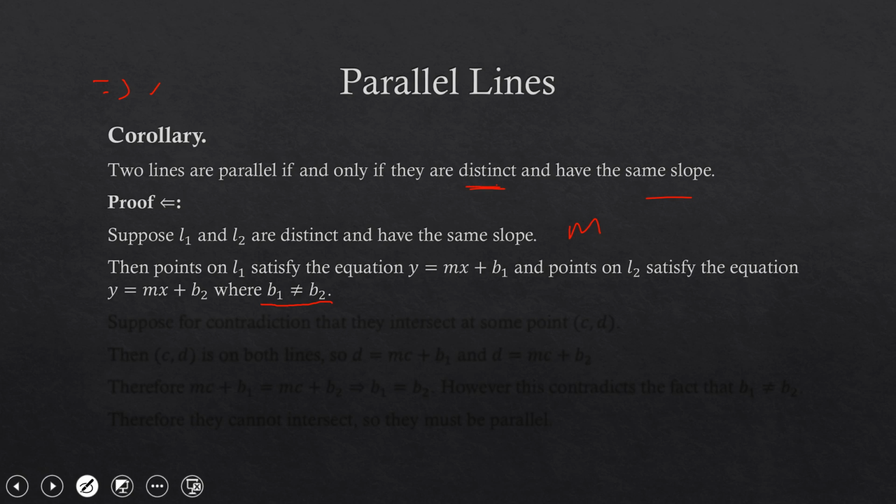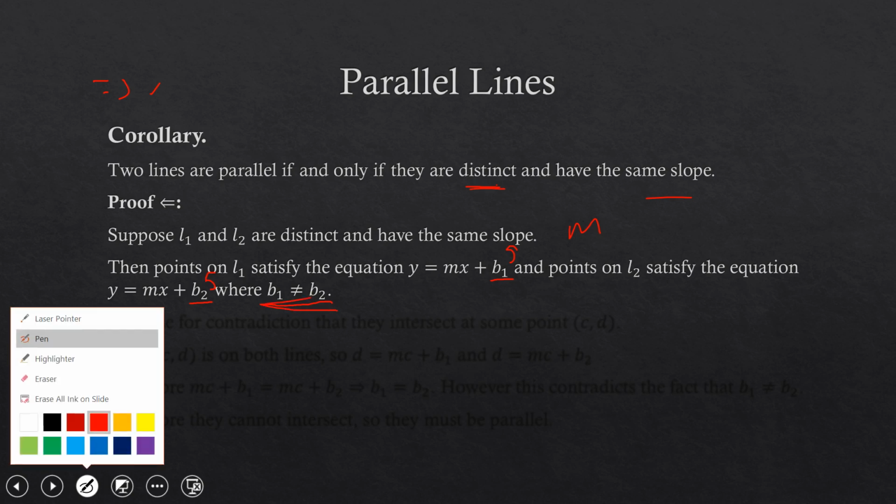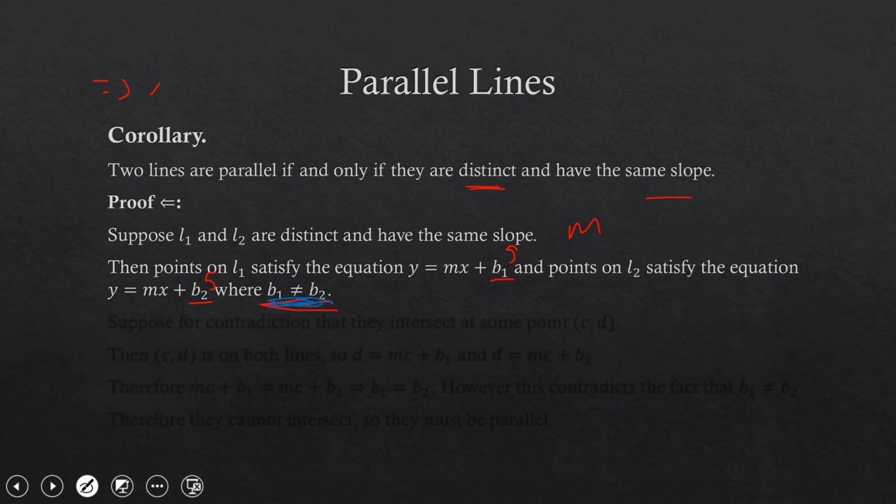If b1 and b2 were the same, then you'd have exactly the same equation here, right? If these were the same numbers, say this was 5 and then this was 5, then m is the same, and so you just have the same equation and they wouldn't be distinct. So that means that b1 has to not be b2. So this bit right here comes from the fact that they're distinct.